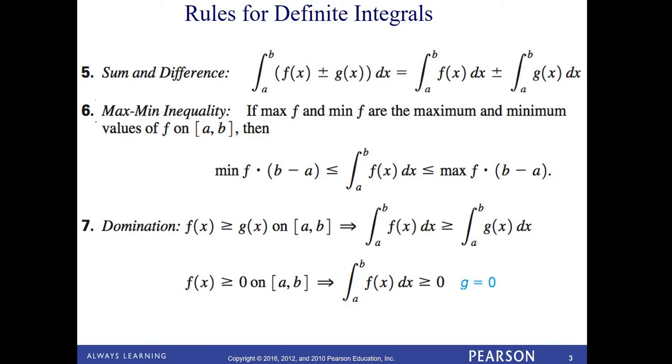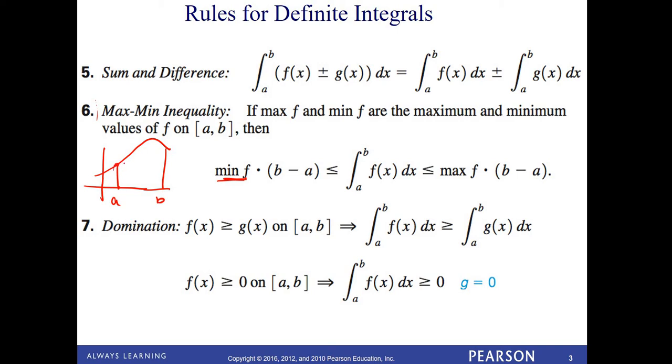Max-min inequality. This is one that you may not have honed in on last year quite as much, but if the maximum of f and the minimum of f are maximum and minimum values of f on any interval, in other words, you've got a local max, a local min on a particular interval, then the minimum value of f times the interval is always less than the integral, which is always less than the maximum value of f times the interval.